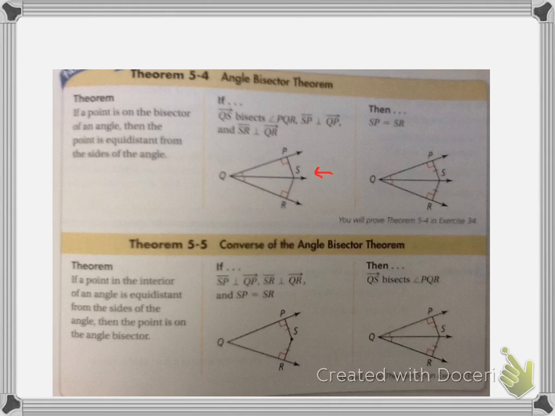The perpendicular to the right angle gives me triangles there, which means I can go by angle-side and say they're congruent, which makes these congruent by CPCTC. That's part of what we've been doing and why we've been doing it, to prove those congruent. The converse is if they're perpendicular and congruent. So SP is perpendicular and SR is perpendicular, plus SP is congruent to SR. We know that we can have an angle bisector that runs through QS.